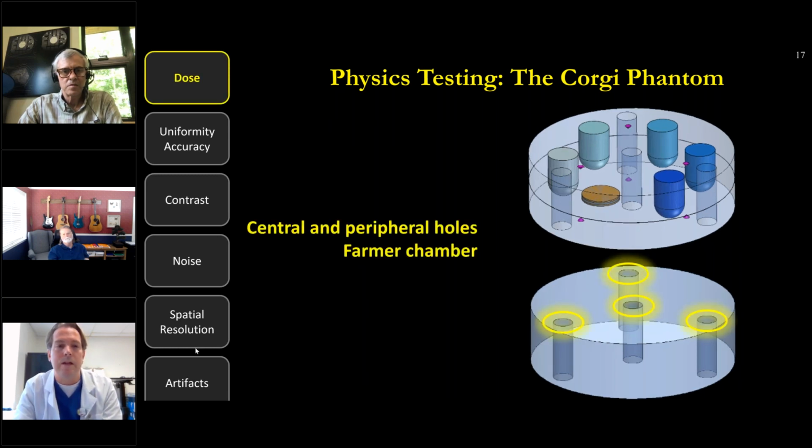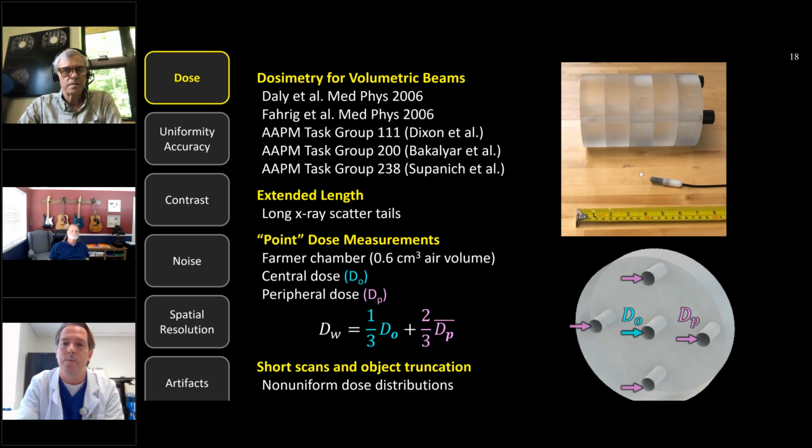So if I may, I want to step quickly through the application of the Corgi and all of these things, starting with dose, where, as I said, we use these central and peripheral chamber holes for the passage of a Farmer chamber, which is that smaller chamber that Dr. Boone showed earlier. The dosimetry for volumetric beams is fairly well known in radiotherapy, but has really only come to light in cone beam over the last 15 years.